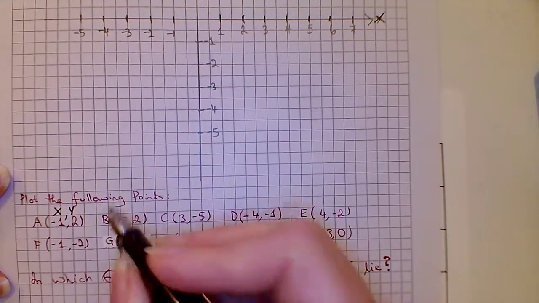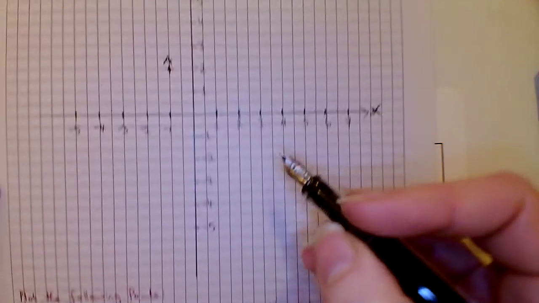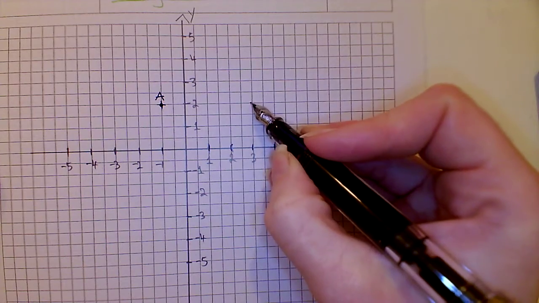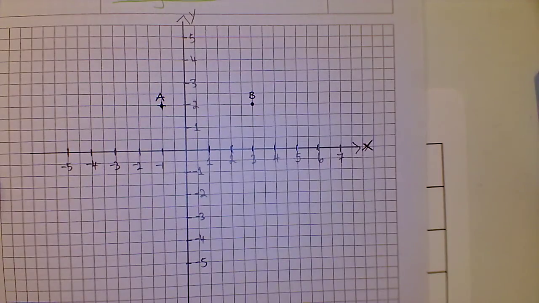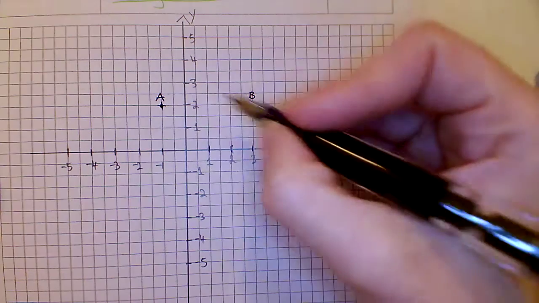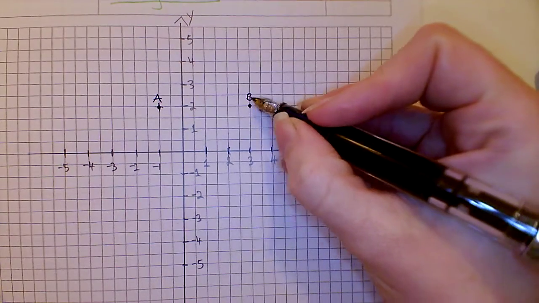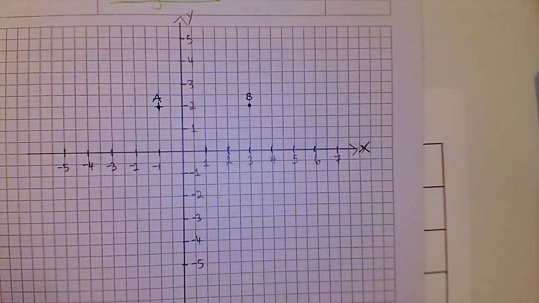Next, we're doing B. So X is 3 and Y is 2. We go over to 3 and then we go up to 2. And it's right at the crossover point there. That's B. The main mistake people make is they draw their points in the middle of boxes like this, and that's not the case. The points must be on the intersection of lines here when they're whole numbers.